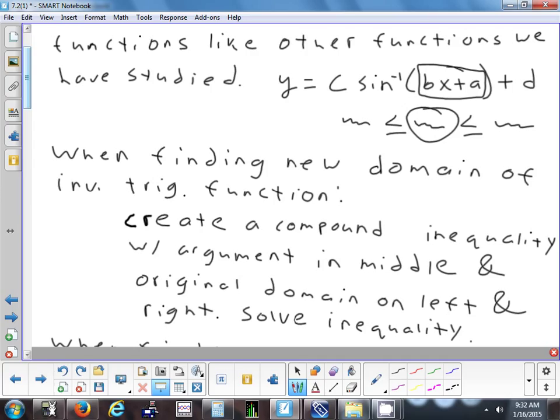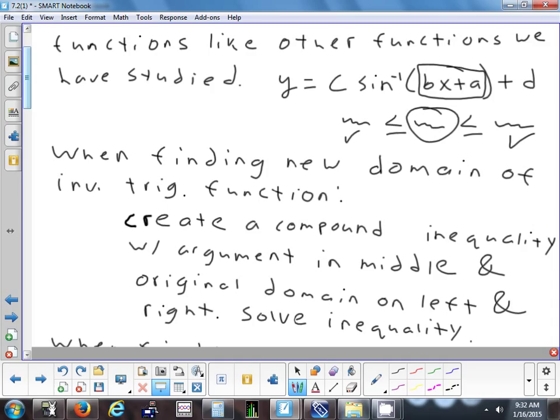Because remember, A and B affect the horizontal. C and D affect the vertical. I don't care if you vertically stretch something. That doesn't do anything to the domain. If you shift something up or down, that does nothing to the domain. That's range, but that's not domain. So you put your argument in the middle, and then you put your original domain on the left and on the right.